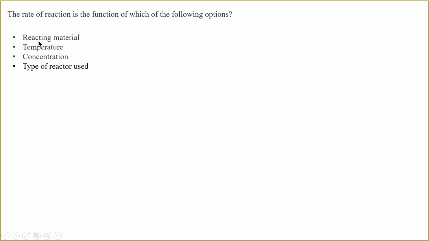So we have the options: reacting material, temperature, concentration, and type of reactor. The first one is the reacting material. The reacting material itself may be quite spontaneous in nature, or it can have very high free energy, because of which it can spontaneously undergo reaction. So the inherent material itself affects the rate of the reaction. So this is correct.